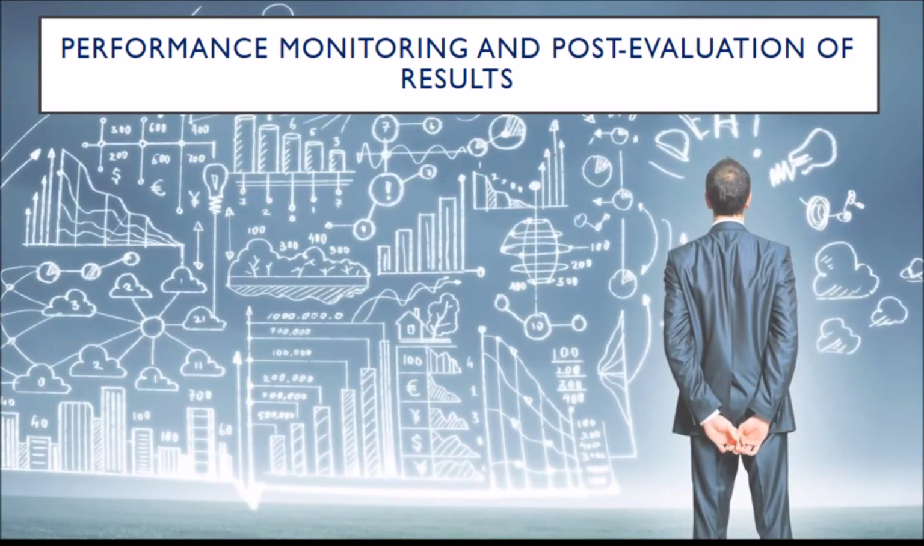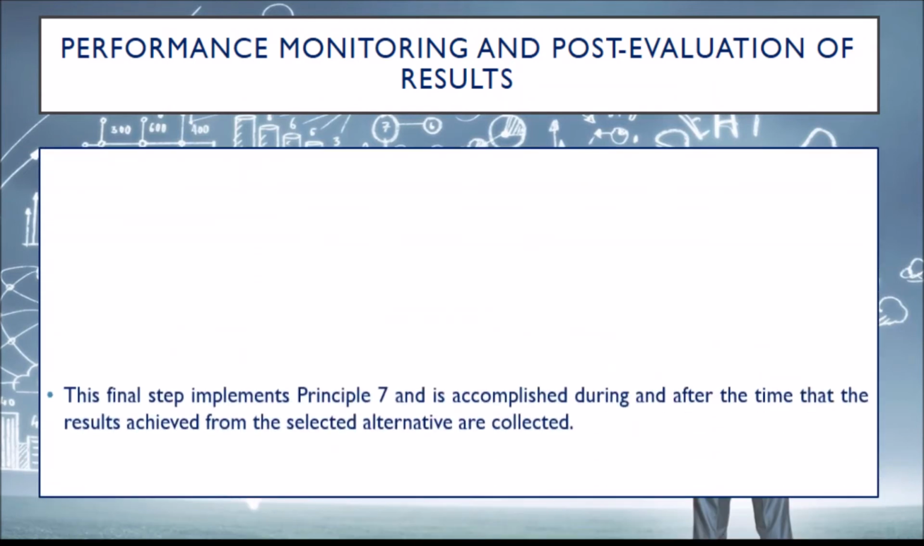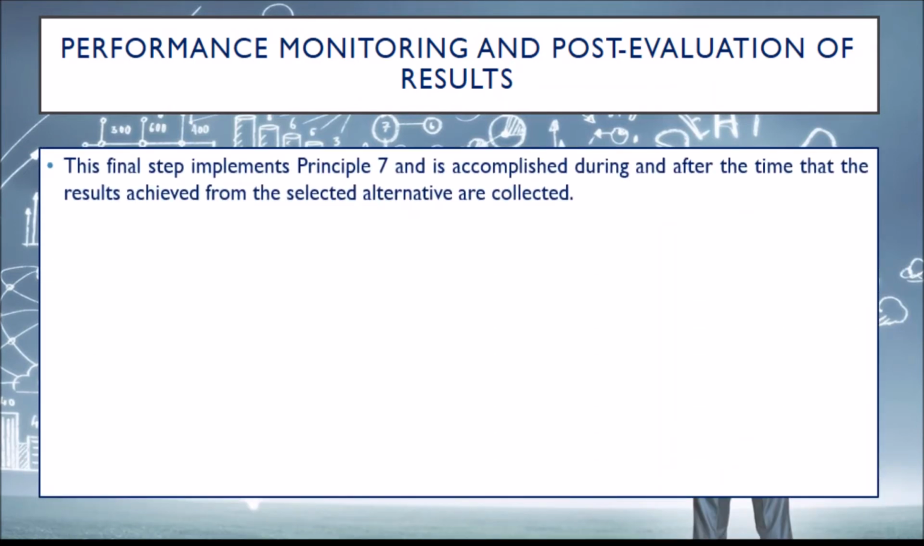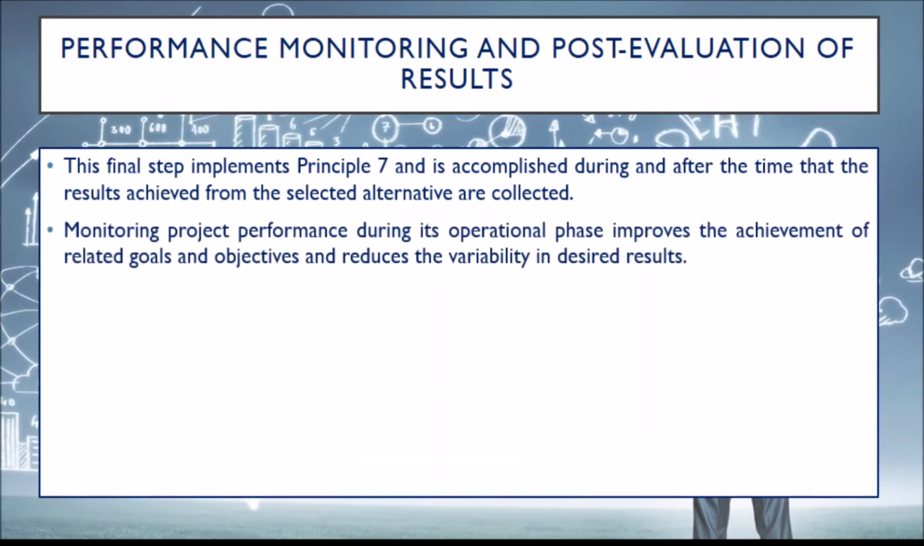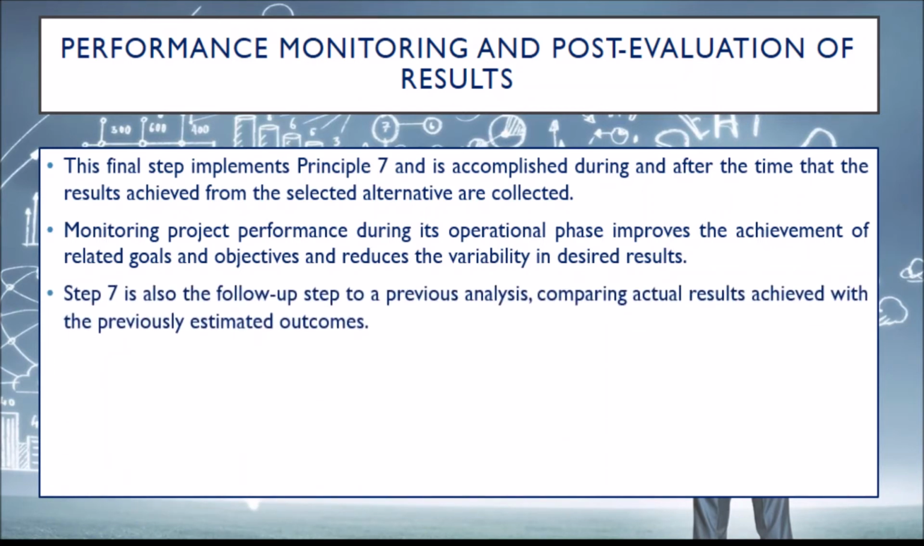Performance monitoring and post-evaluation of results. This final step implements Principle 7 and is accomplished during and after the time that the results achieved from the selected alternative are collected. Monitoring project performance during its operational phase improves the achievement of related goals and objectives and reduces the variability in desired results. Step 7 is also the follow-up step to a previous analysis, comparing actual results achieved with the previously estimated outcomes.